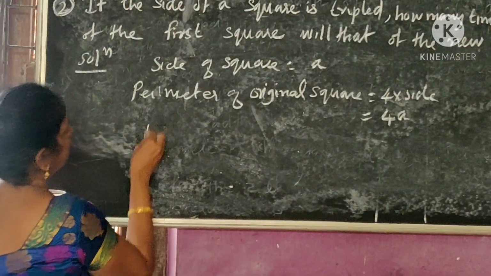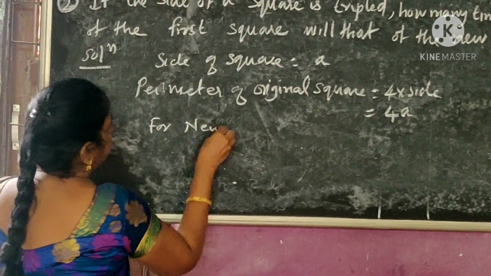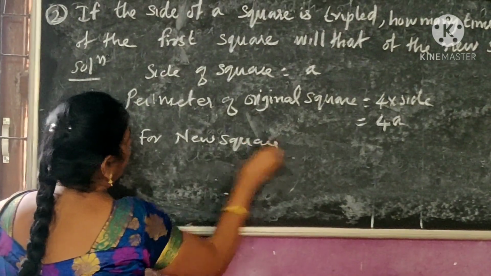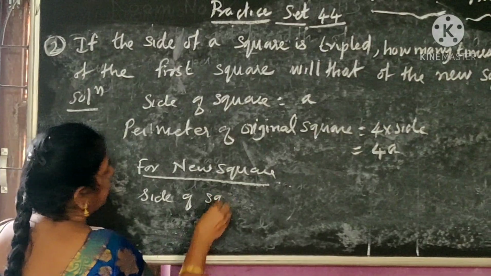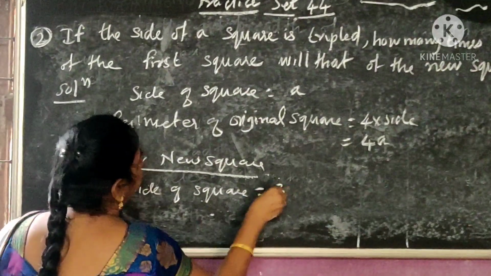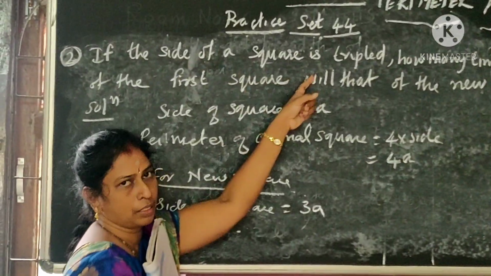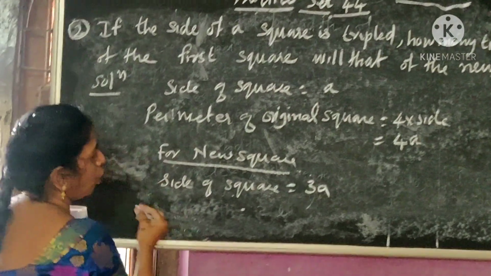If the side of a square is tripled, triple means 3 times. So for the new square, the side of the square will become 3A because it is tripled. Now we will find the perimeter of the new square.